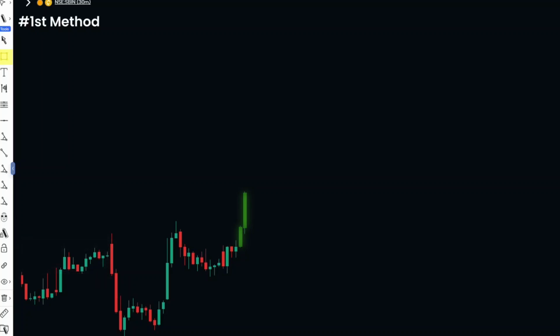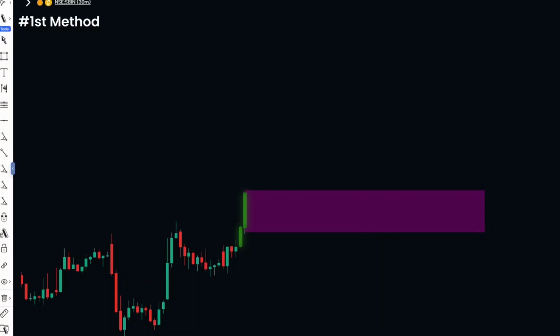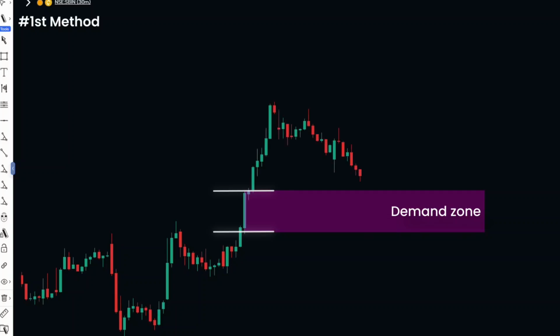The second method is to draw a rectangle where the momentum began. If you don't know how to draw a rectangle, I'll explain it to you. Bring the rectangle from here and draw it this way. But keep one thing in mind when drawing the rectangle. This first green candle should cover both its high and low, as I have done here. This is a complete zone, a demand zone. And the next time the price returns to this zone, you can make your entry.